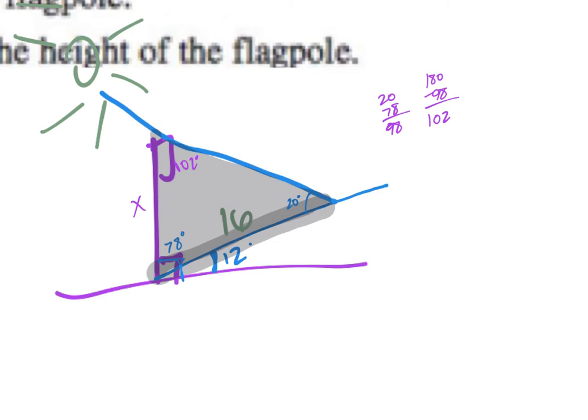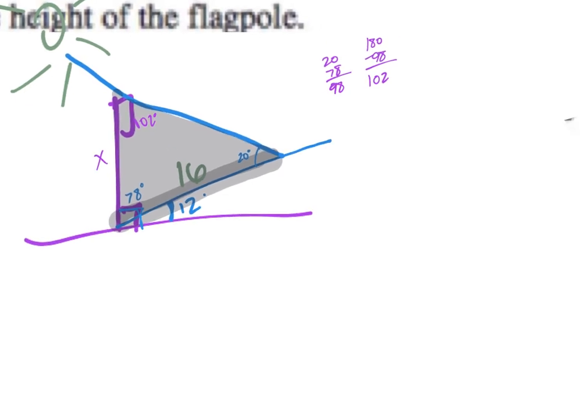And then I'm trying to find the height of the flagpole. So I would have done 16 over the sine of 102 equals x over the sine of 20. Cross multiply and divide from there.